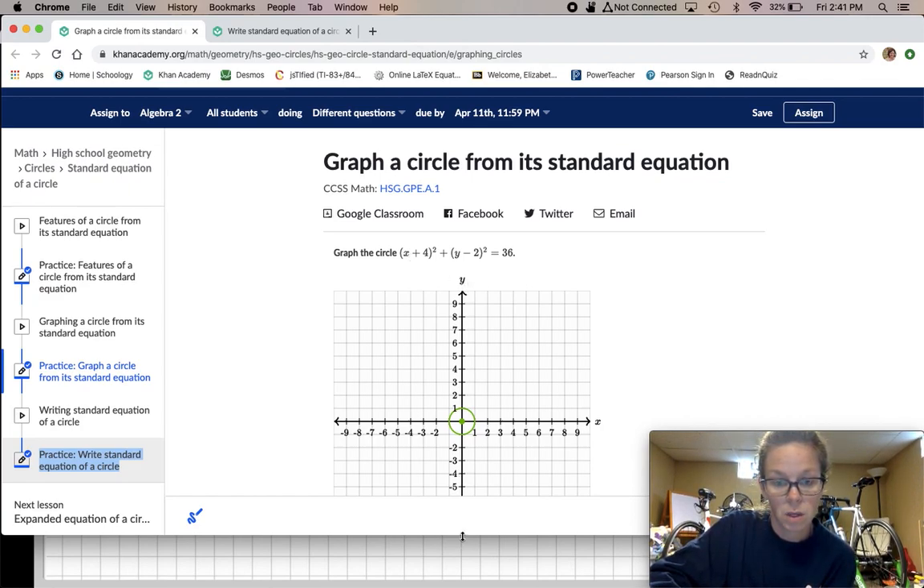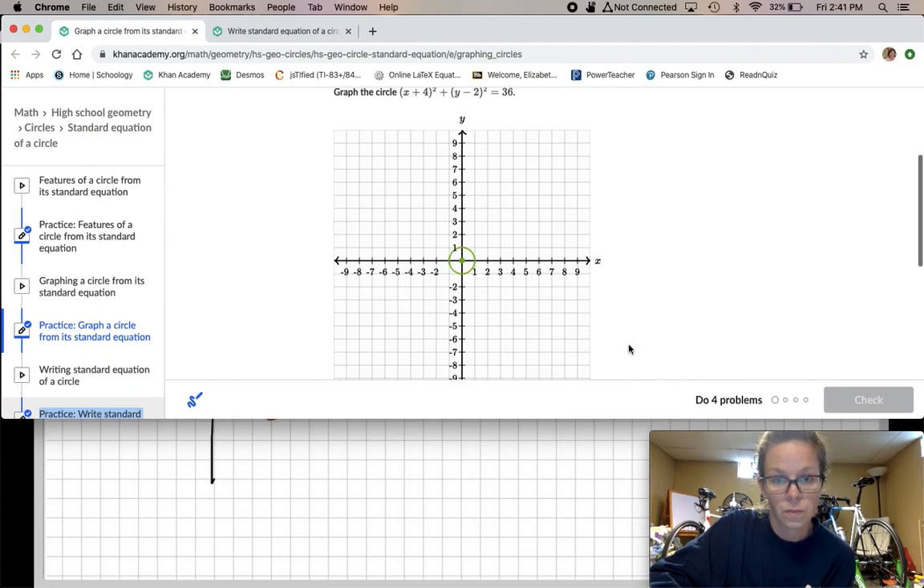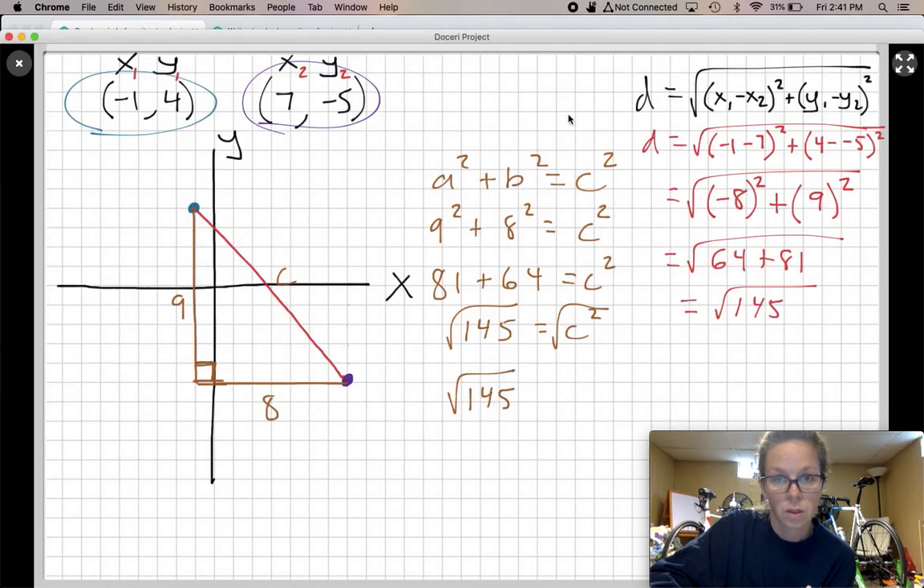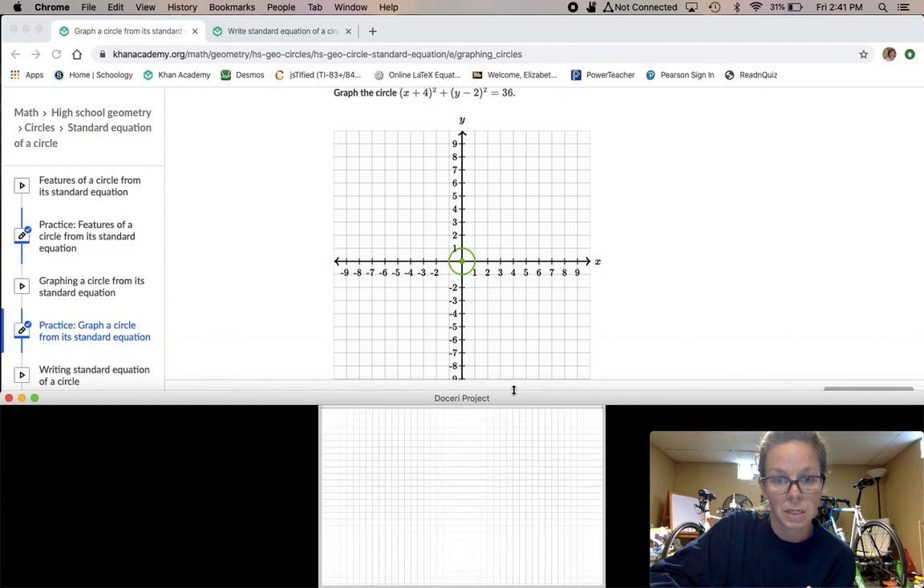So, maybe I kind of change my windows here. Oh, that makes that really tiny.